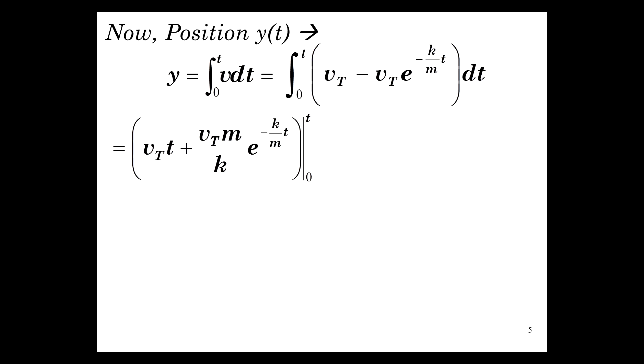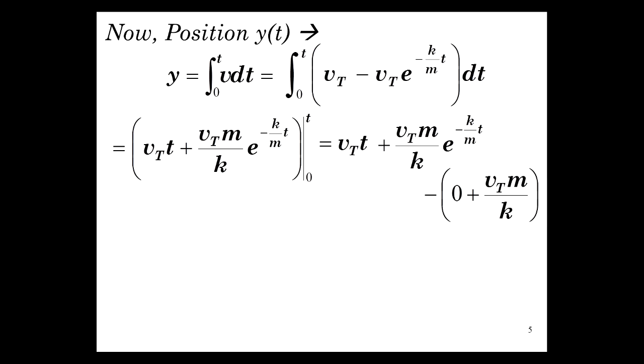So as we integrate v_t, we add a t to it. When we integrate this, the minus k over m comes down underneath, so that's multiplied by m over k. So there we go, from 0 to t. So let's plug in t for t, and we get this result. And subtract off plugging in 0 for t, and we get this result. Very good.